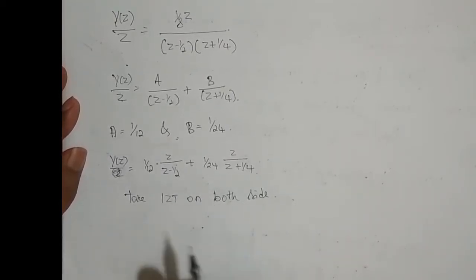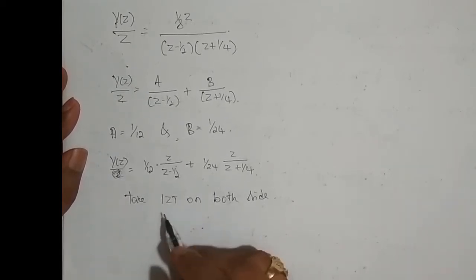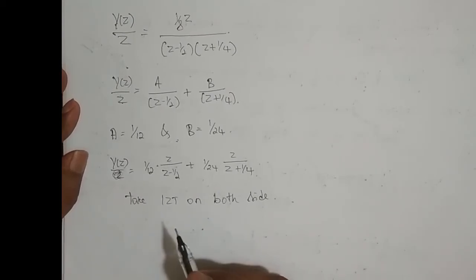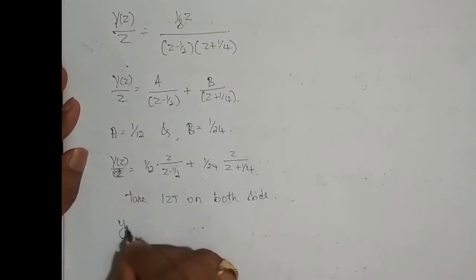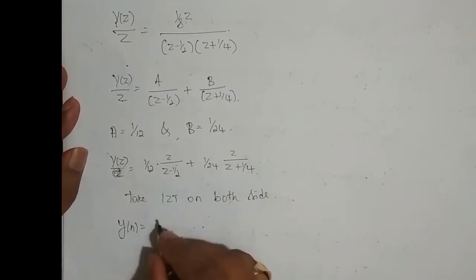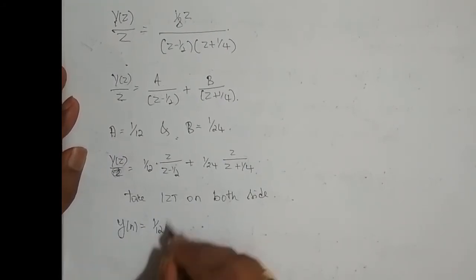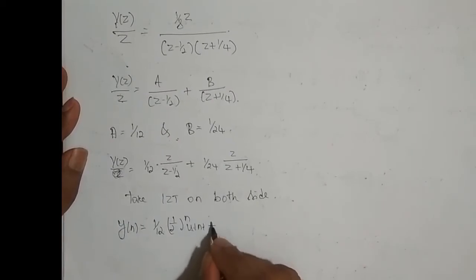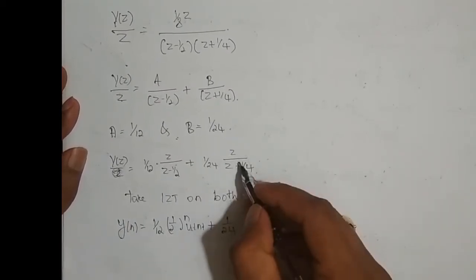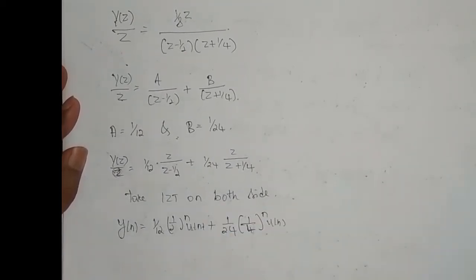Usually all LTI systems will be causal systems. So even though in the problem, if they don't say it's a causal system, you just take it as a causal system. So what is the inverse Z transform of a causal system? Causal is nothing but right sided sequence, so I have to put it in terms of right sided sequence. It is nothing but 1 by 12 into 1 by 2 power n u of n plus 1 by 24 into, what is the inverse Z transform of this? Minus 1 by 4 power n u of n, because I have plus here.